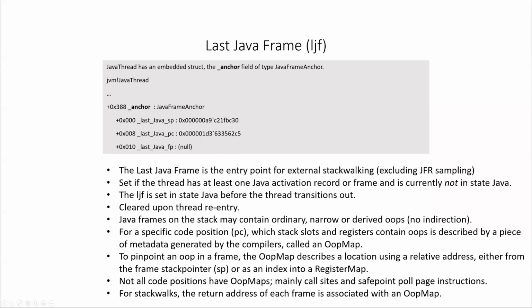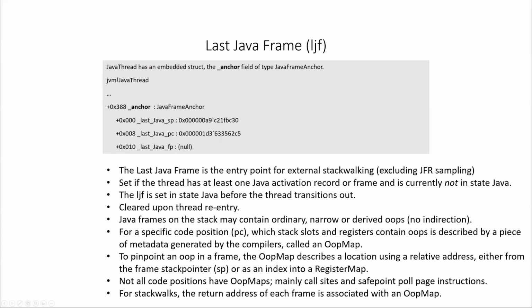The thread also has an embedded struct called the anchor field. It consists of 3 pointers: last Java SP for last Java stack pointer, last Java PC for last Java program counter, and last Java FP for last Java frame pointer. The last Java frame is the entry point for external stack walking. We exclude JFAR sampling.